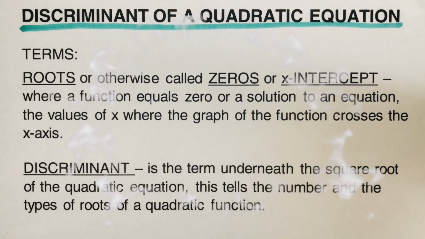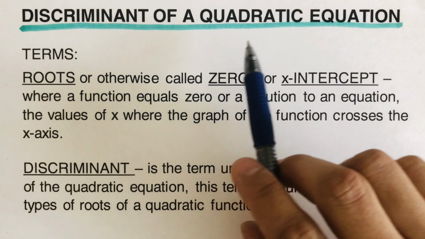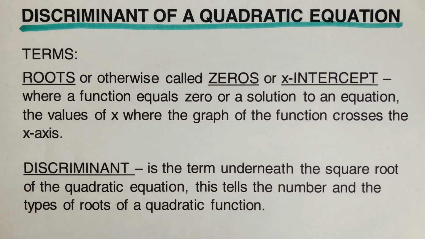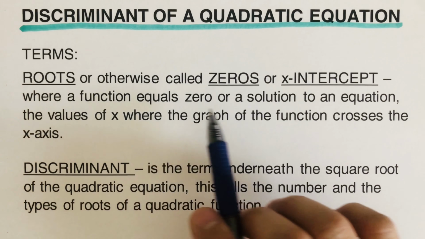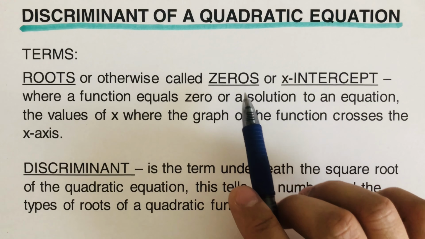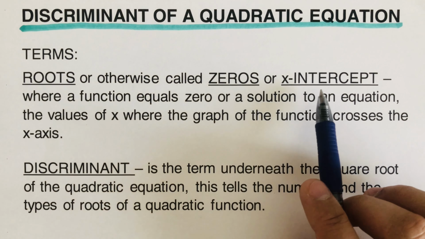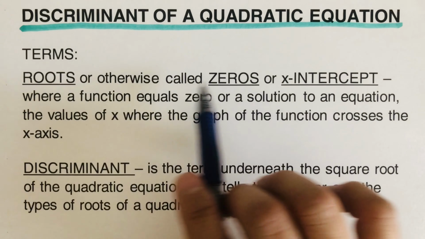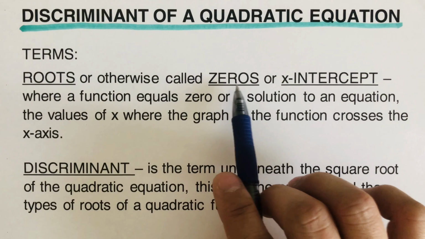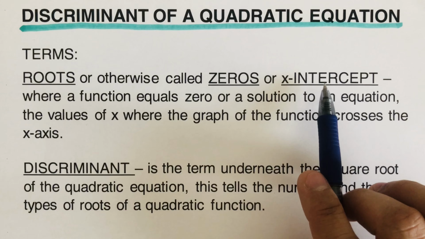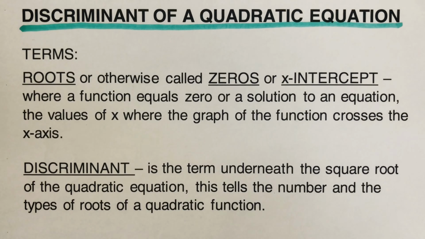Hello everyone. Today we're going to be talking about the discriminant of a quadratic equation. So we have some terms, or vocab, first before we jump into some examples. First we have the word roots. Roots are otherwise called the zeros, or the x-intercepts. These three words that I have highlighted, roots, zeros, x-intercepts, are actually just the same thing in math.